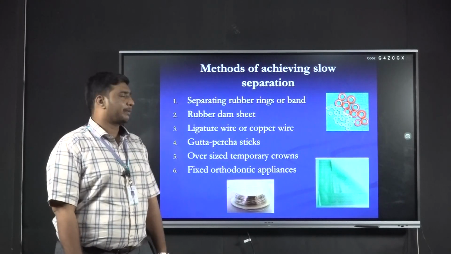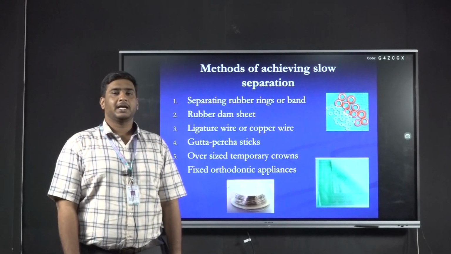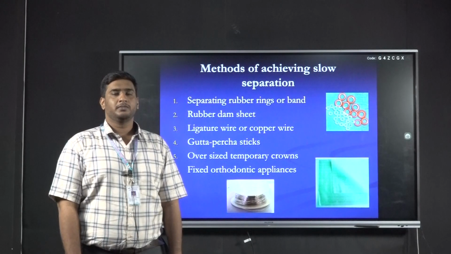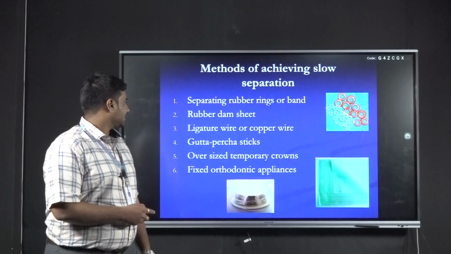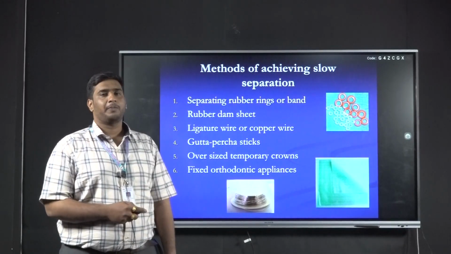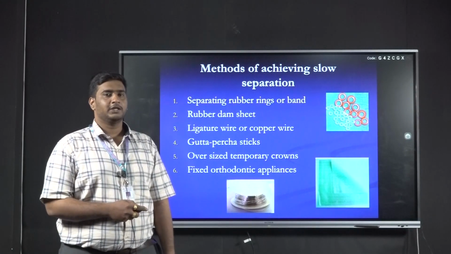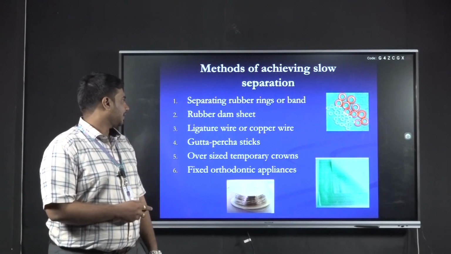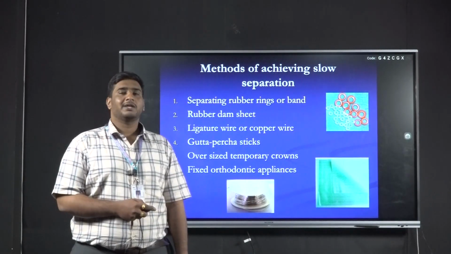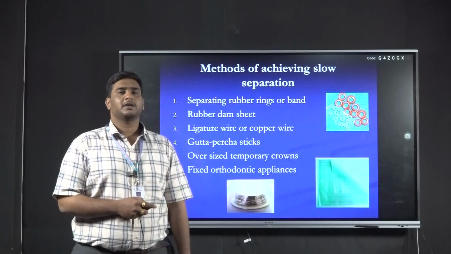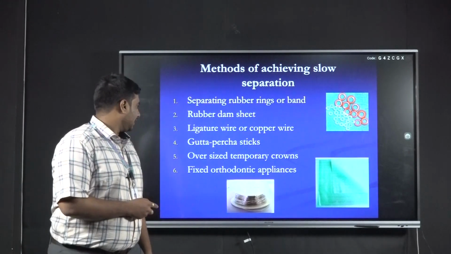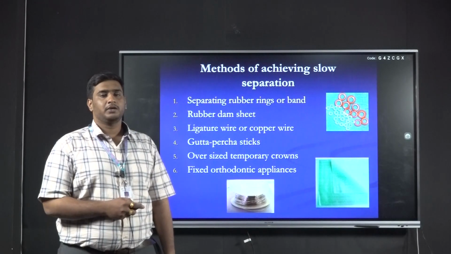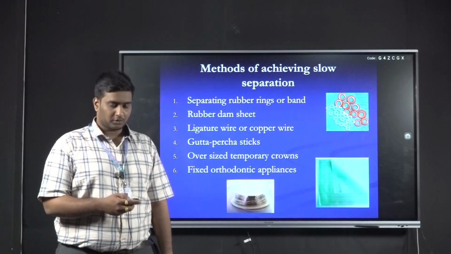And the next one is a rubber dam sheet. A thick rubber dam sheet can be used before the procedure to make the teeth separate away from each other. And the next one is using ligature wire or copper wire between the two teeth which need to be separated, and gutta percha sticks, or giving oversized temporary crowns. After preparation of the tooth, by giving oversized temporary crowns, we can achieve some amount of tooth separation. And fixed orthodontic appliances can also be given for slow tooth separation.